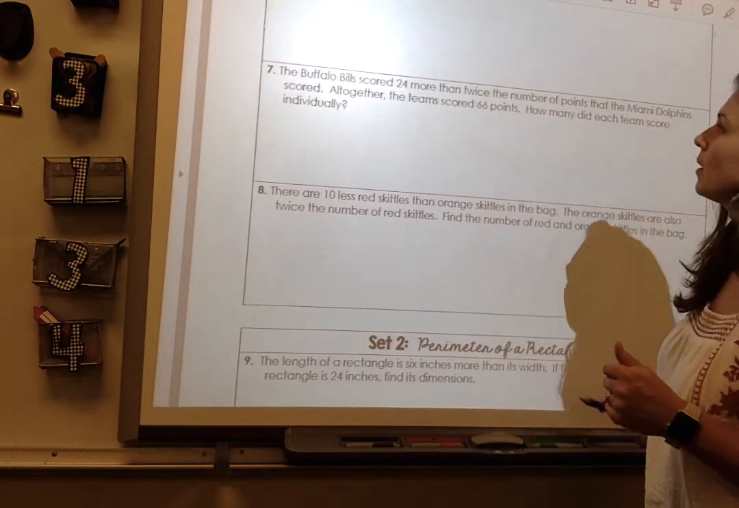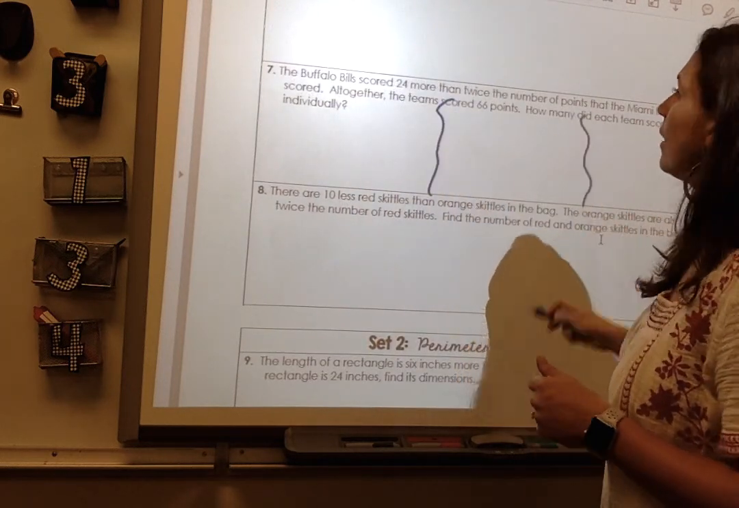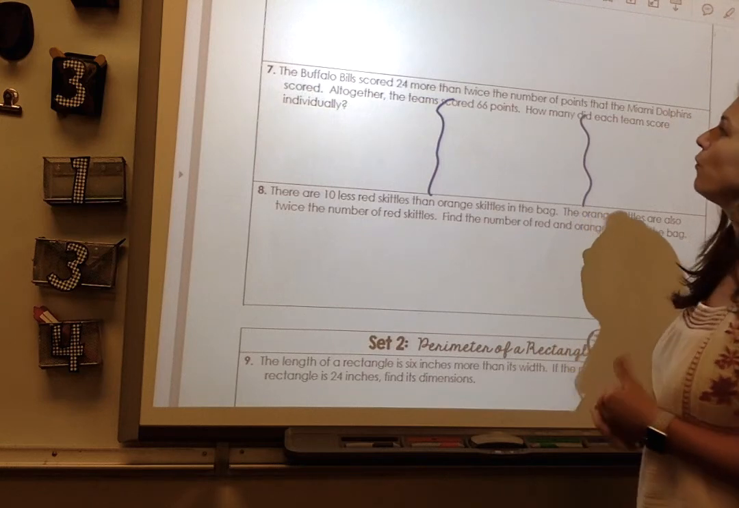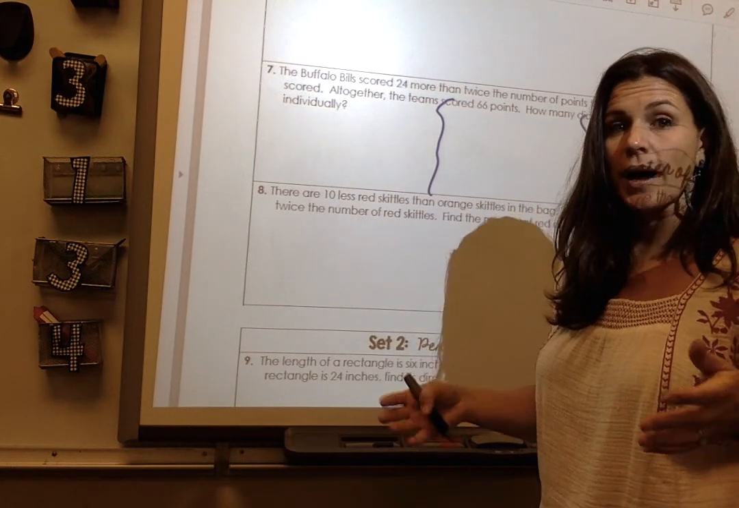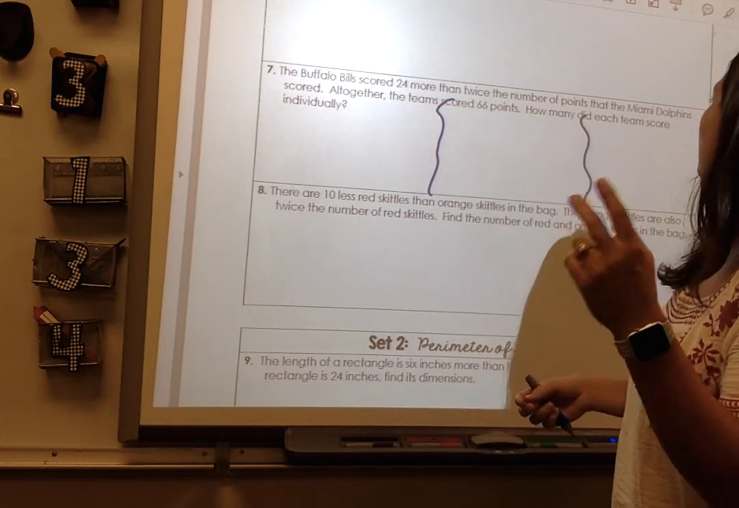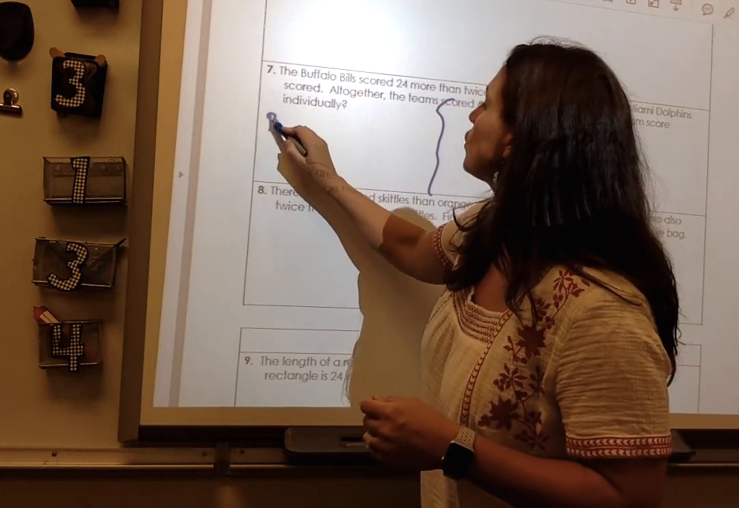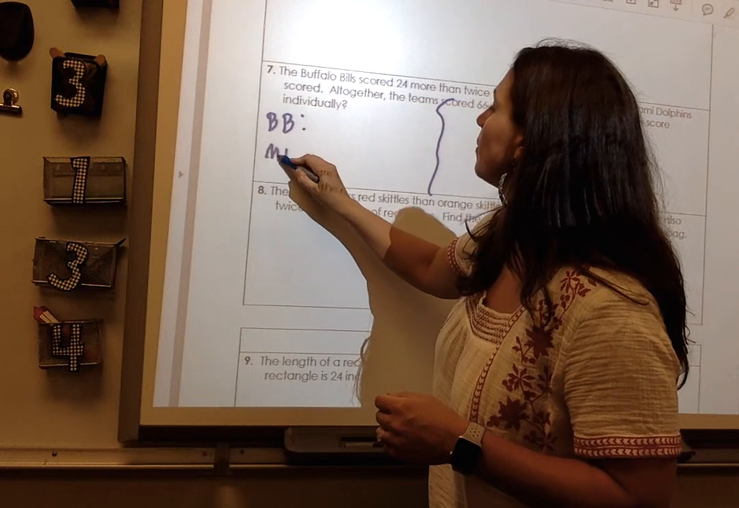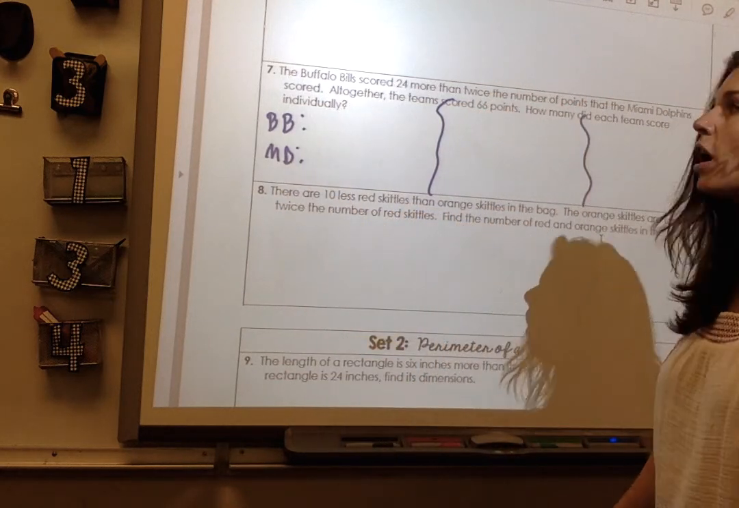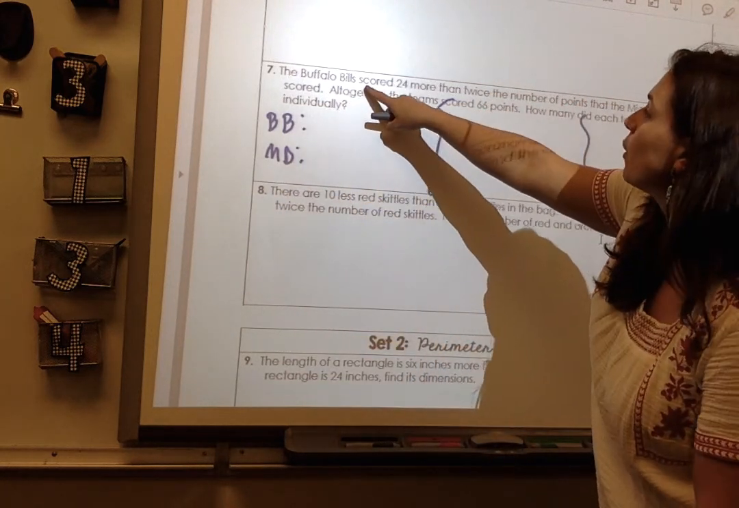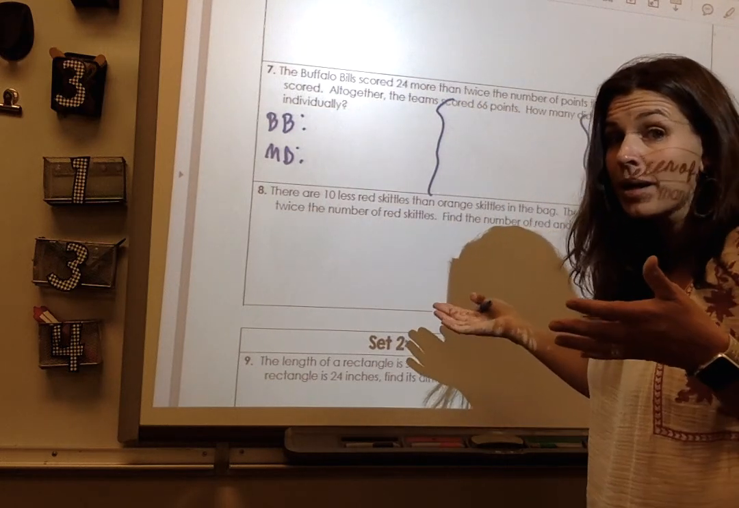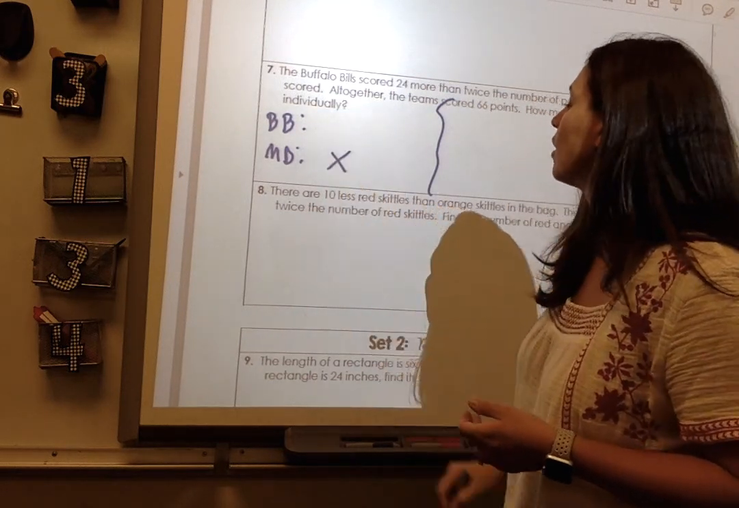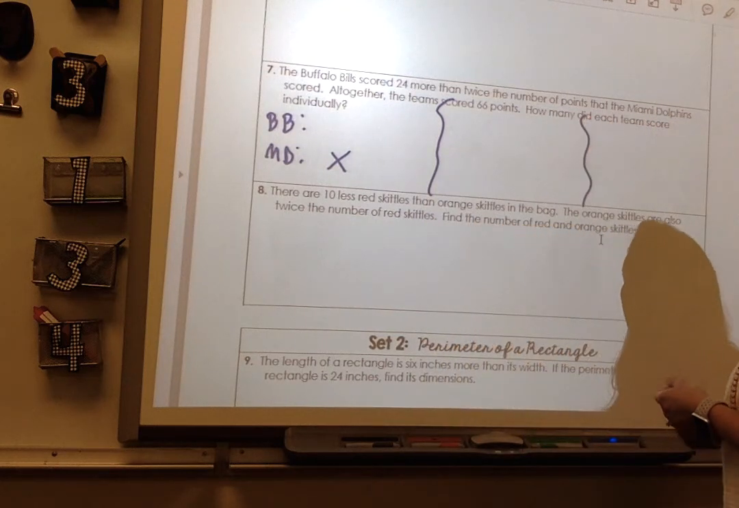number 7. Okay? The Buffalo Bills scored 24 more than twice the number of points that the Dolphins scored. So what am I talking about? I'm talking about Buffalo Bills, and I'm talking about Miami Dolphins. So Buffalo Bills, Miami Dolphins. Who is not being talked about? I know the Buffalo Bills scored 24 more than twice the number of points, but I don't know how many Miami Dolphins scored, so I'm going to put an X on Miami Dolphins.